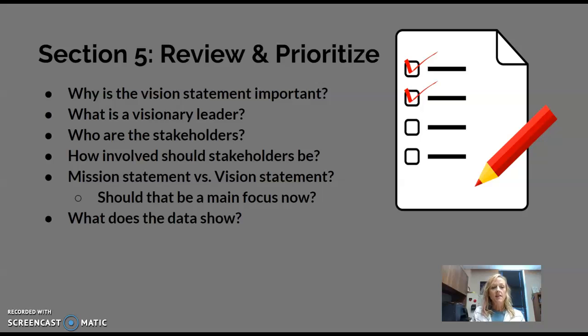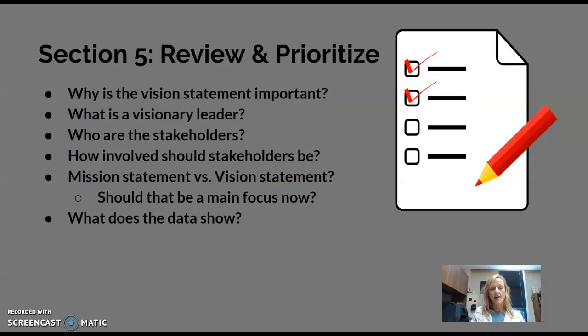A mission statement versus a vision statement. The mission statement is pretty much the objectives and its approach to reach the objective, whereas a vision statement is the desired future for the school. So the mission is what we're currently doing, the vision is the ultimate goal. So the mission is pretty much what is done in order to achieve the vision statement. So the main focus now should be the vision statement.